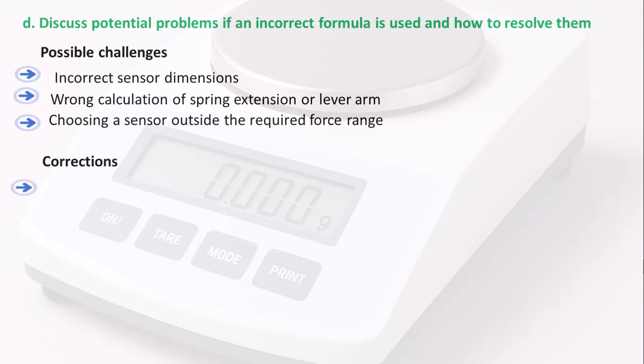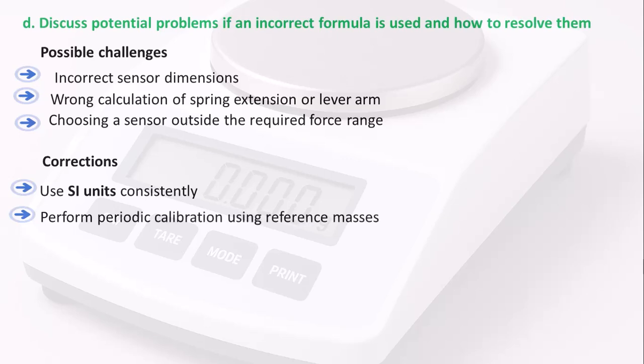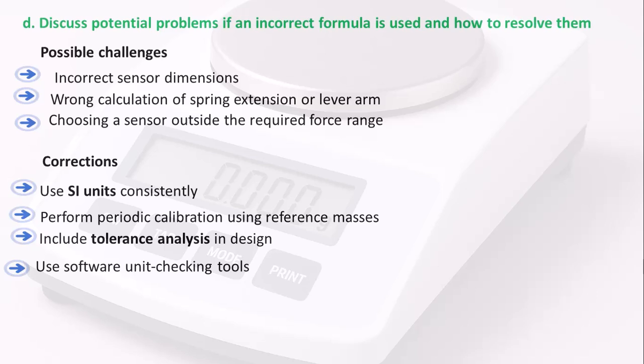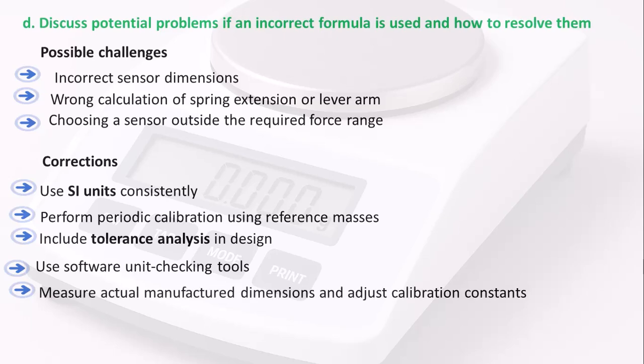Corrections: use SI units consistently. Perform periodic calibration using reference masses. Include tolerance analysis in design. Use software unit checking tools. Measure actual manufactured dimensions and adjust calibration constants.